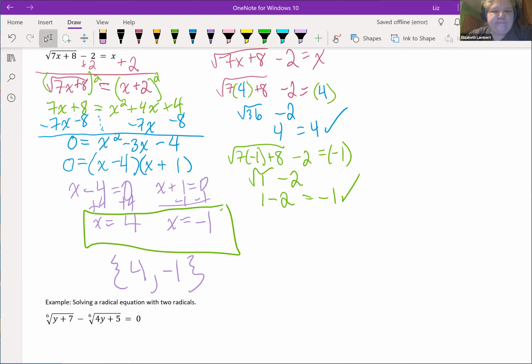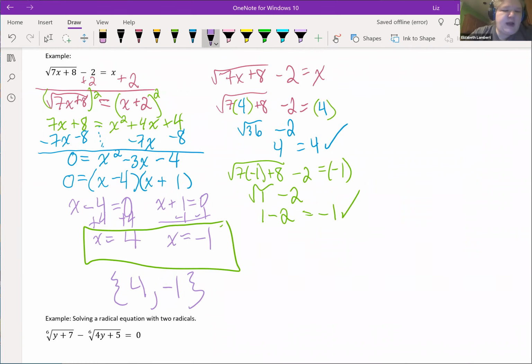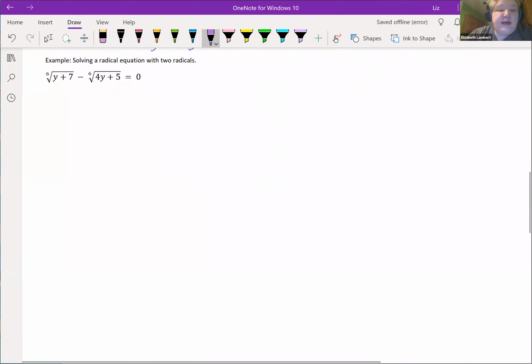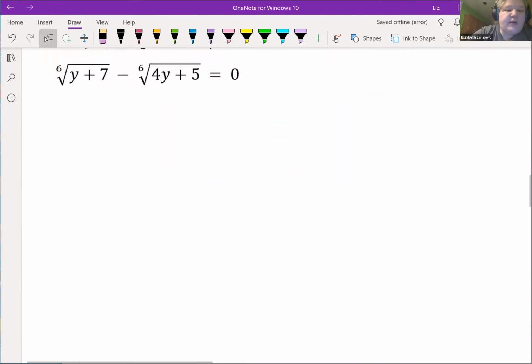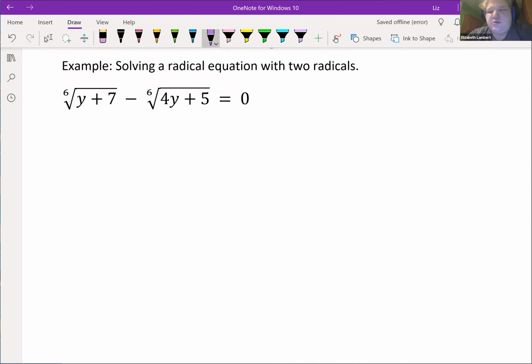All righty. So we isolated the radical, raised both sides to an exponent, solved it, checked our solutions, both worked, answer. Do it again. Now we have the very weird looking, but not always in math does weird looking mean bad. Sometimes it's okay. So let's see what we get here.